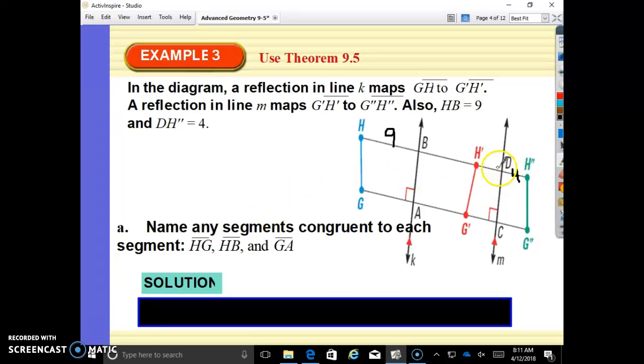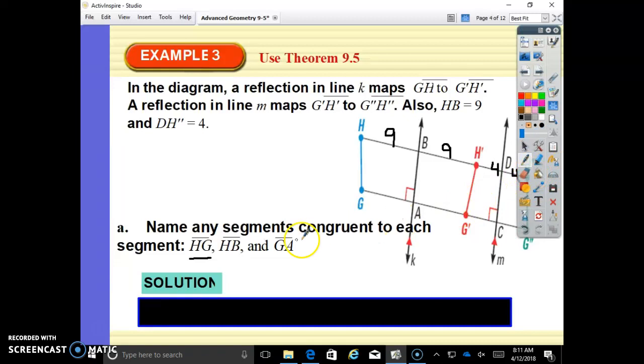Okay, so if this is 4, it is reflected over here. And this was a reflection also. So if this is 9, this is 9. Name any segments congruent to each segment. HG. What's congruent to HG? H prime G prime, right? It was reflected, and then it's reflected again. So H double prime G double prime.